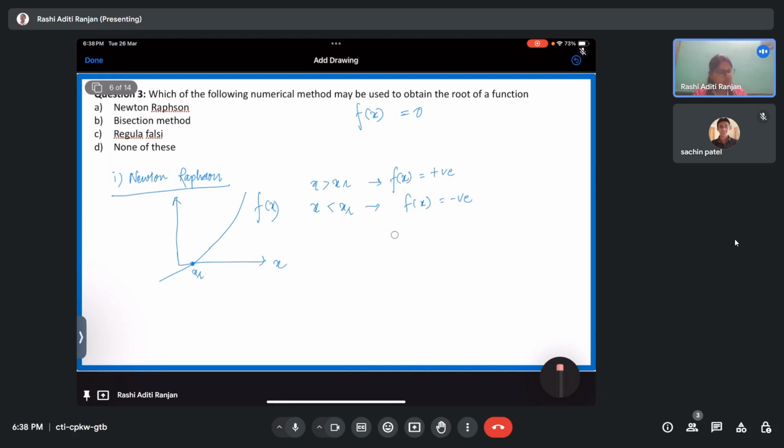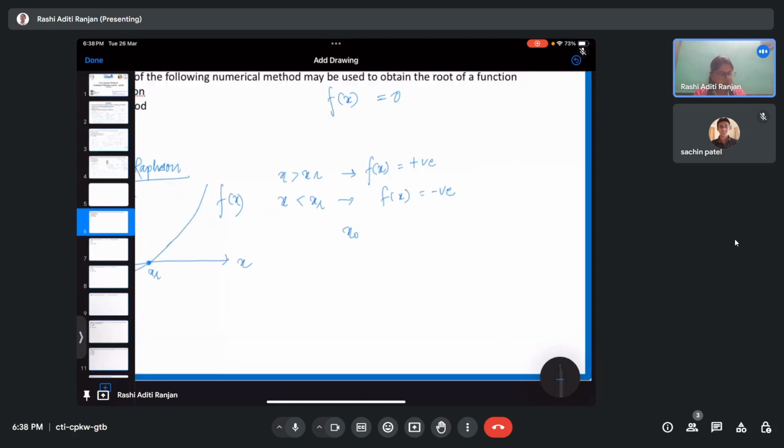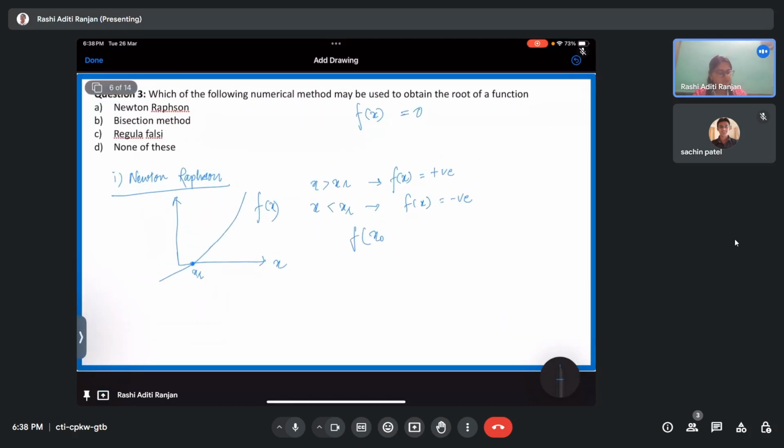Once I get the value, I try to find out the values. For example, if I assume there is some x naught, which I think intuitively is near a root, I compute f at x naught, and I find out that it is positive. Then again, I find f at x naught dash, and I see that it is negative. So okay, my intuition is correct. There is a root between x naught and x naught dash. So what do I do? Now I try to apply the numerical technique, iteration. I try to compute the tangent at x naught.